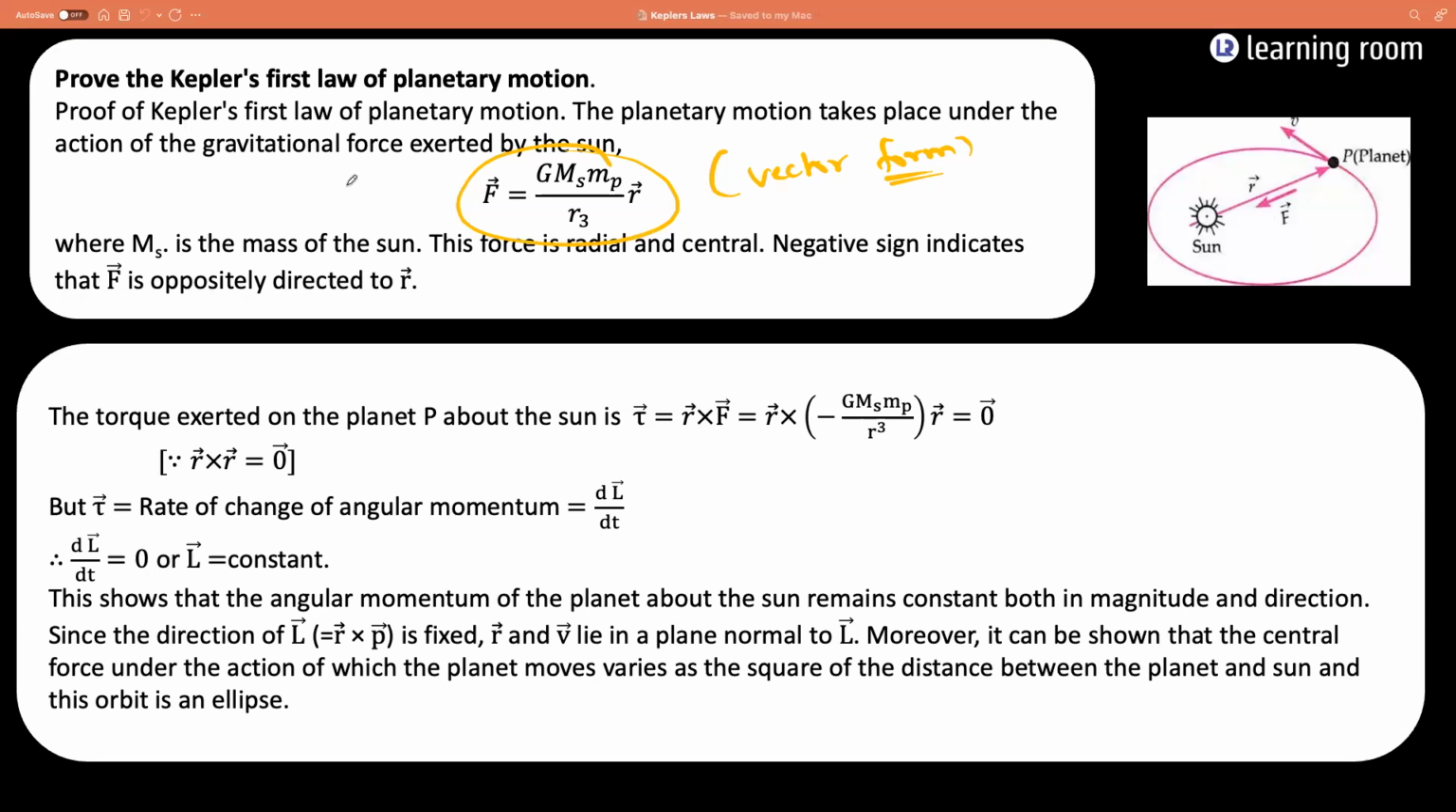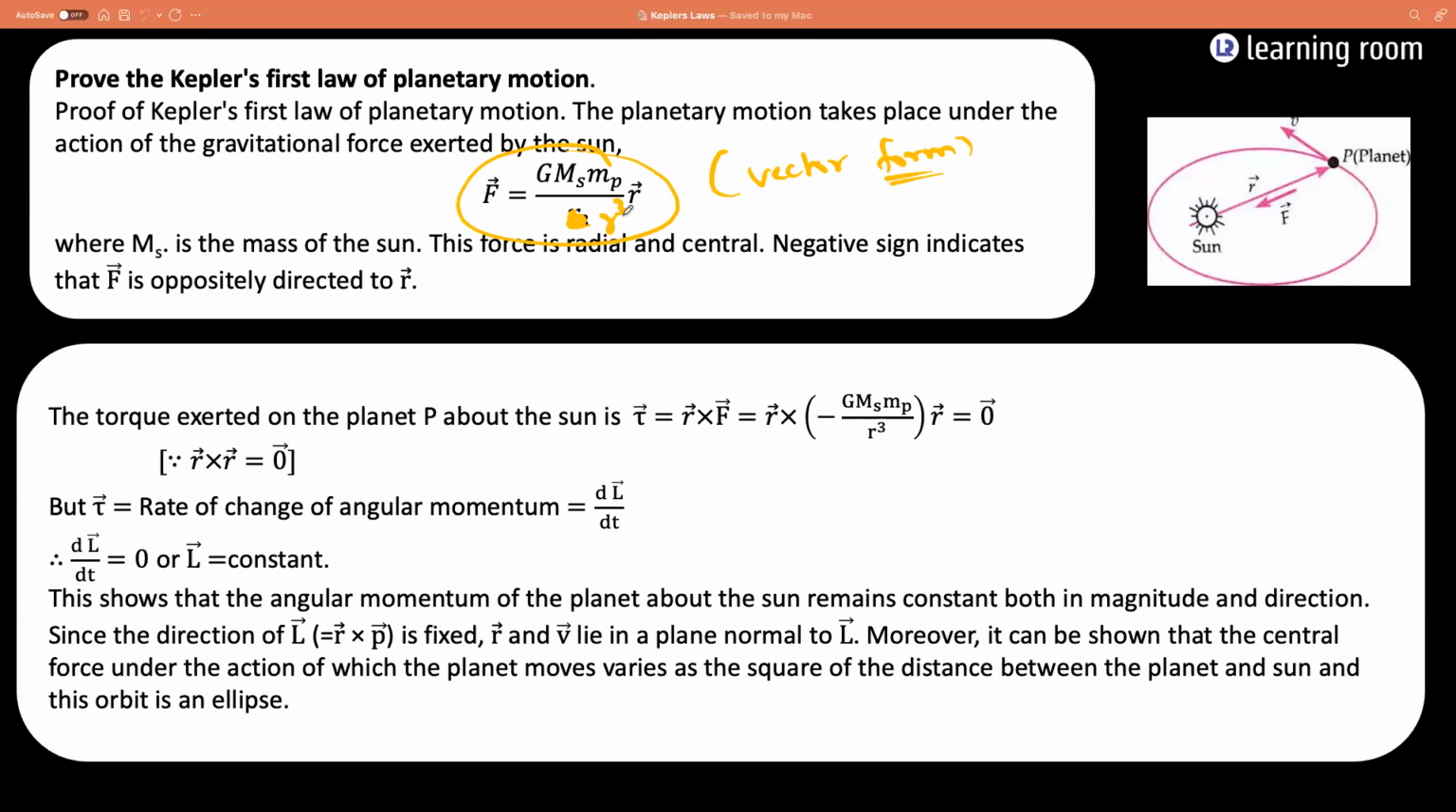Into mp stands for the mass of the planet, divided by r cube, not r3. It is r cube times r vector. I told you in the vector form itself, when we use r square in the denominator, when you write it as r cap, you use r square. When you write it as r vector, you use r cube, right?